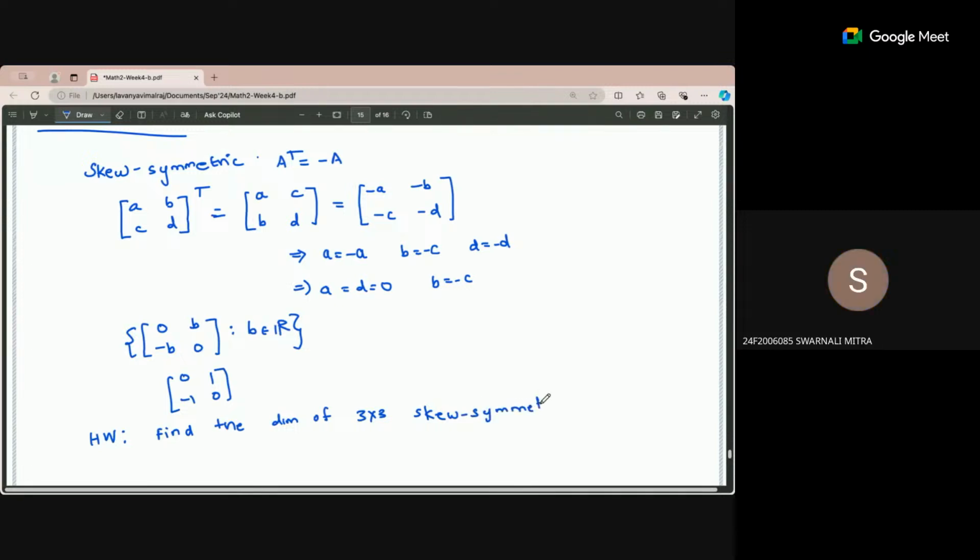Ma'am, could you please explain again how you got A and D as 0? Because A minus A is 0. So A is equal to minus A. Any number equal to its negation means it's 0. Or you can also see it as 2 times A is 0. So A is 0. Okay, got it.